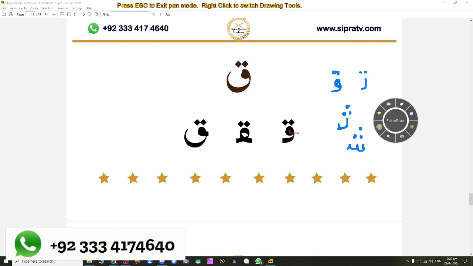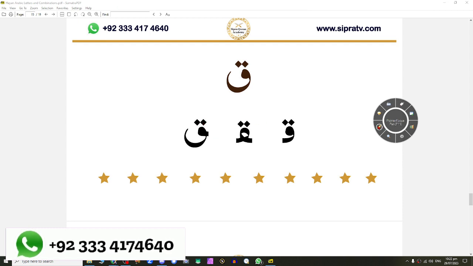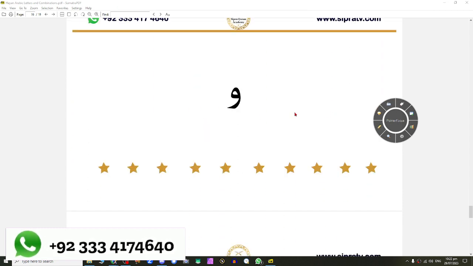So this is the letter Qaf, position number one. This is the letter Qaf, one circle in the middle, two handles at the left and the right side, two dots at the top, and in the end it will be in its complete form with one handle at the right side and two dots at the top, and that's the end of it. This is the letter Waw.